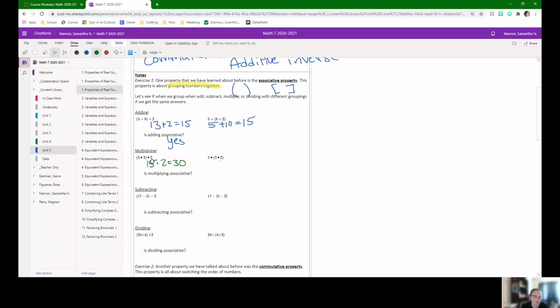3 times 2 is 6, so 5 times 6, still 30. So multiplying, yes, it is associative. Now let's look at subtracting.